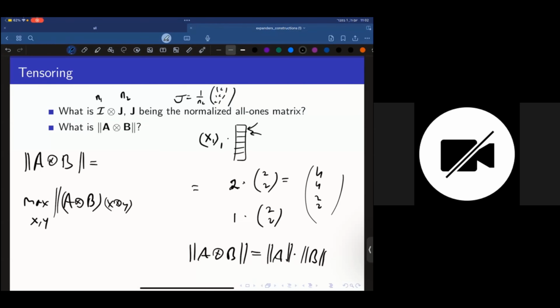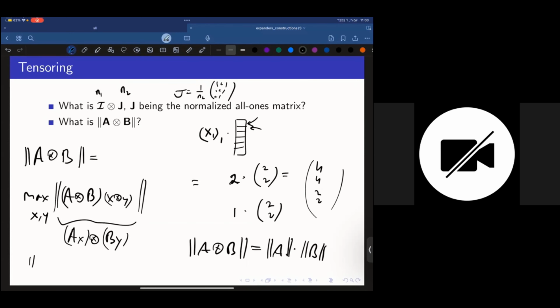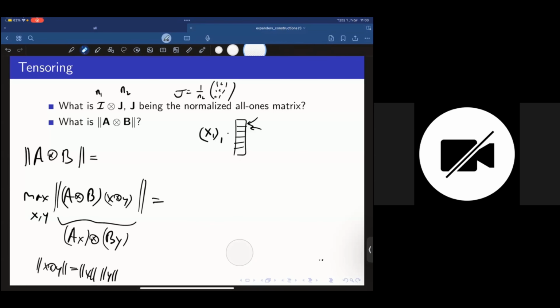Just by definition, the norm of the tensor is, like any other norm, the maximum of that. Using the definition of the norm, I know this thing is AX tensor BY, as a vector before the norm. Things are applied separately. And we saw that the norm of the tensor of 2 vectors is the product of the norms: the norm of x tensor y is the norm of x times the norm of y. That was an exercise we did. So in this case, it's the maximum over all x and y of the norm of Ax times the norm of By.